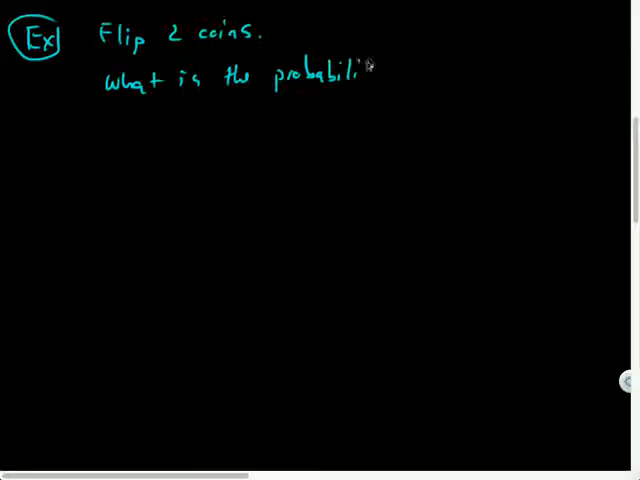Let's say I'm flipping 2 coins. What is the probability of flipping 2 heads given that at least one head is flipped?